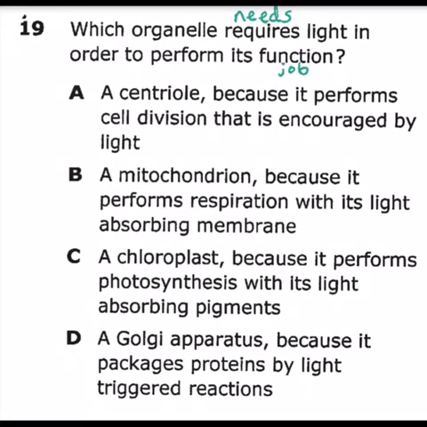Question 19. Which organelle requires or needs light in order to perform its function or job? A. A centriole, because it performs cell division that is encouraged by light. B. A mitochondrion, because it performs respiration with its light-absorbing membrane. C. A chloroplast, because it performs photosynthesis with its light-absorbing pigments. D. A Golgi apparatus, because it packages proteins by light-triggered reactions.